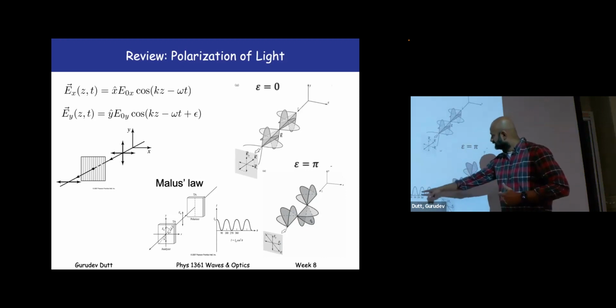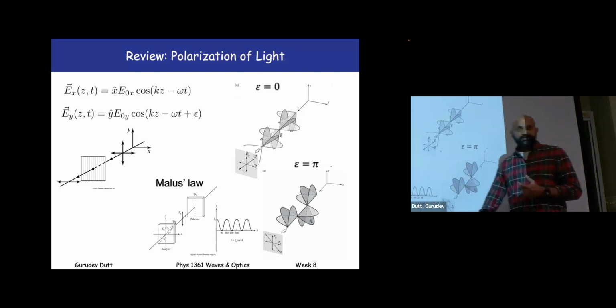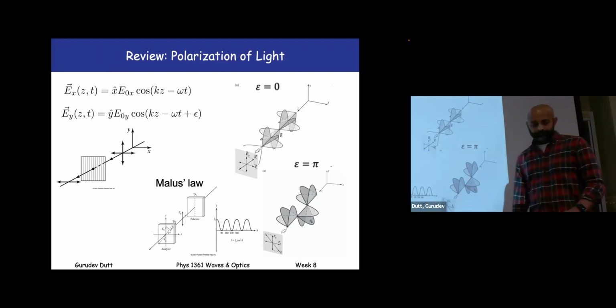And you can see what it looks like. It starts at I naught, and then it goes to 0 at 90 degrees as expected, but then it comes back again at 180 degrees, and so on and so forth.